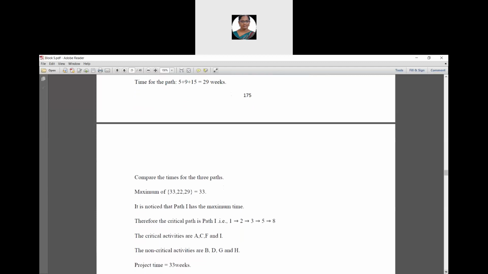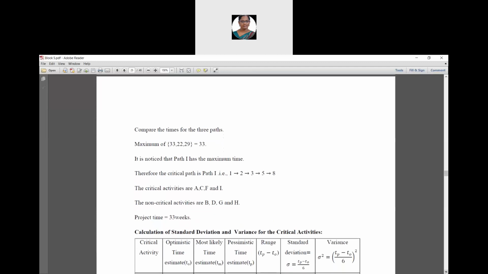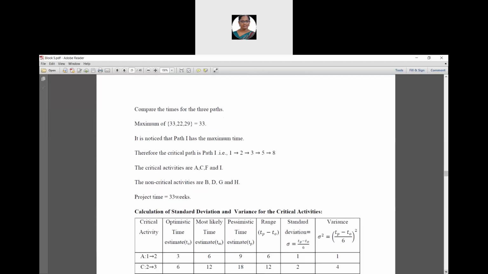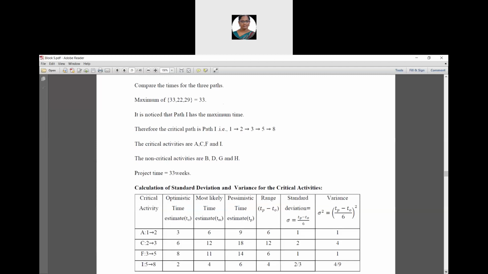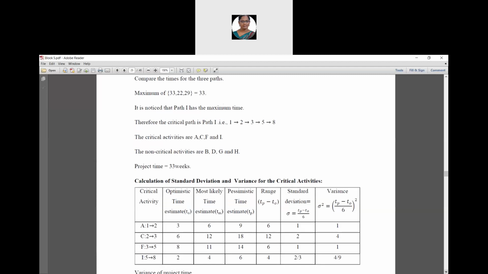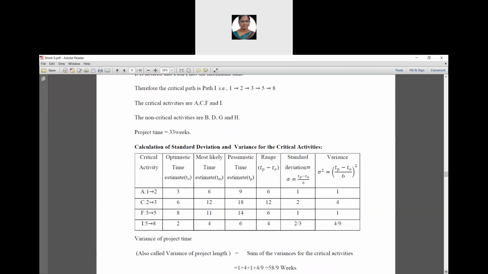Then we are going to find the critical path, and the definition of the critical path is the longest time duration. For that, we are going to find the maximum of 33, 22, and 29. It is 33. It is noticed that path 1 has the maximum time. Therefore, the critical path is 1 to 2, 2 to 3, 3 to 5, and 5 to 8. Then the critical activities are A, C, F, and I. And the non-critical activities are B, D, G, and H. Therefore, the project time is 33 weeks.